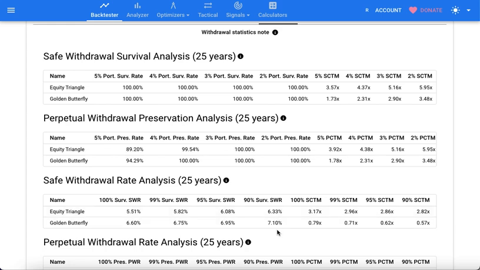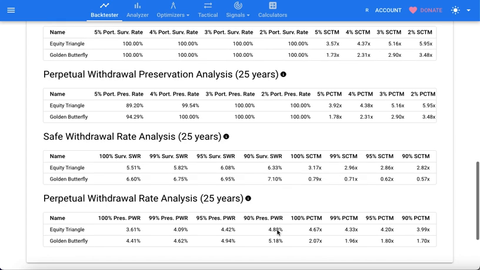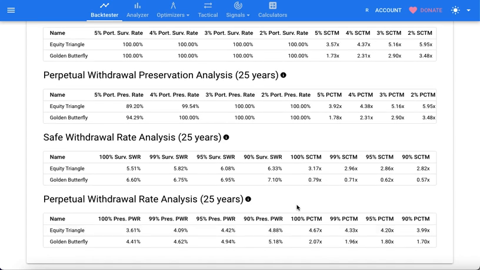Okay, so that's the safe withdrawal rate analysis. Let's make it a bit more conservative. Now let's go to the perpetual withdrawal rate. And here you see that we can still take out quite a bit. So we could take out 4.41% from a golden butterfly portfolio over a 25-year span, any 25-year span within the past 56 years, and we would have been okay at that rate.